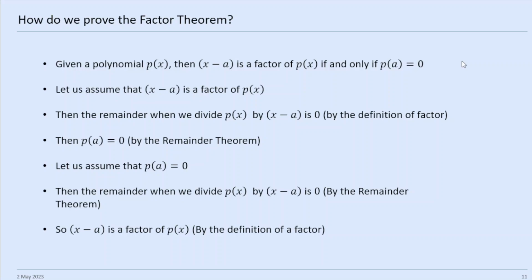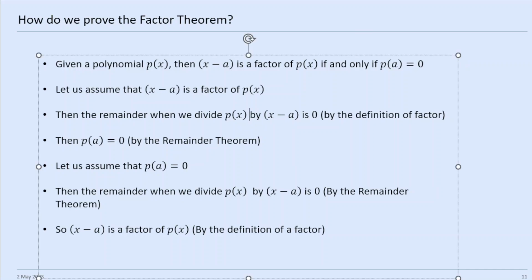Well, if x minus a is a factor, that means the remainder when we divide p of x by x minus a must be 0. That's by the definition of a factor. And in that case, p of a must be 0 by the remainder theorem, which proves what we were setting out to show. And we start from the other side.